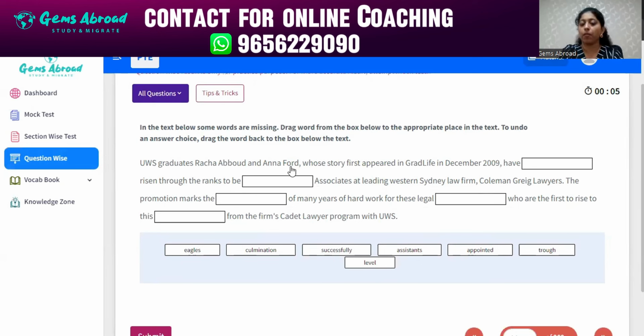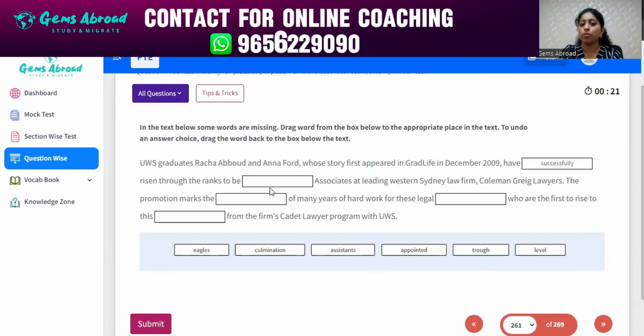UW's graduates, whose story first appeared in Drag Life December 2000, have risen through the ranks. They have successfully risen to be eagles, appointed through levels to be appointed associates at a leading Western Sydney law firm, Clom and Craig. The promotion marks the dash of many years of hard work.